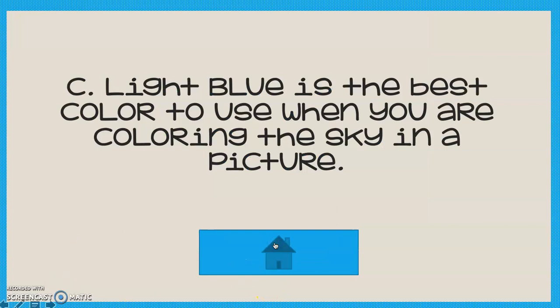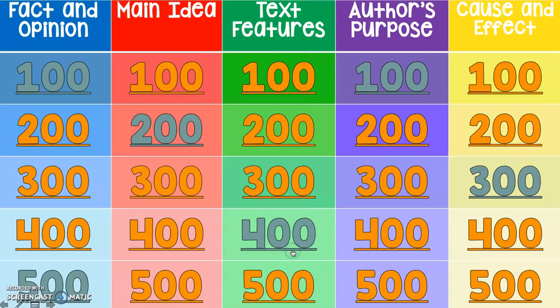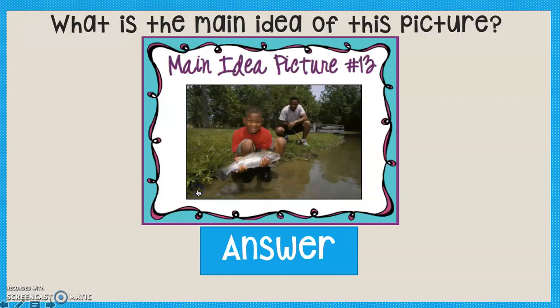C, light blue is the best color to use when you are coloring the sky in a picture. We know that's opinion because of that keyword best. All right, add 500 to your points if you got that one correct. All right, let's go to main idea 300. Another picture. What is the main idea of this picture? What is this mostly about?